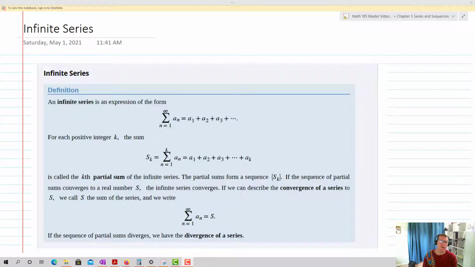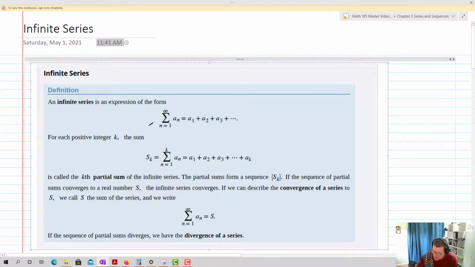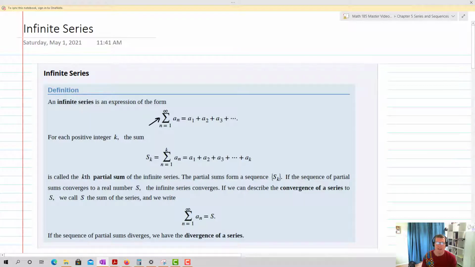Our definition here is that an infinite series is an expression of the form of the sum, and that's what this sigma means, the sum of n equals 1 up to infinity of a_n, where a_n is some sequence. a1 plus a2 plus a3... For each positive integer k, we get s_k equal to the first k terms of that sequence added together. That's called the kth partial sum of the infinite series, and they're going to be very important for us as we start finding the values for these series.